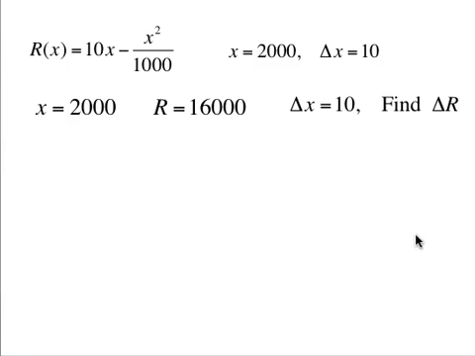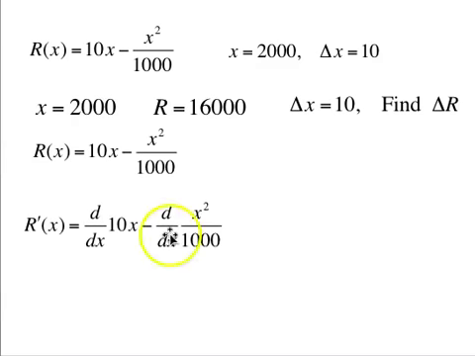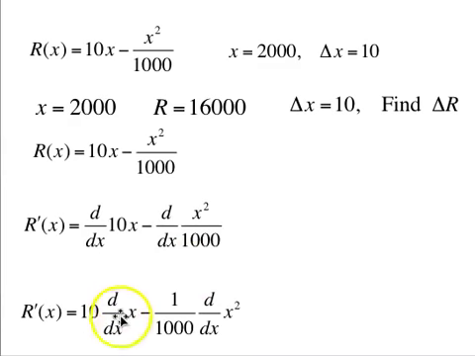That's what we're going to want to find. How are we going to do it? Well, the derivative, r prime of x, should be dr/dx. So we're going to need to at some point get that. So let's take a look at what r prime of x is. The derivative of the first piece minus the derivative of the second piece. Pull the constant out in front. 10 times the derivative with respect to x of x. Pull the 1 over 1,000 out in front. Minus 1 over 1,000 d/dx of x squared. The derivative with respect to x of x is just 1. The derivative with respect to x of x squared is 2x.